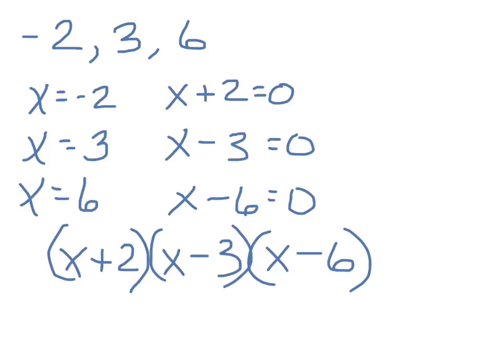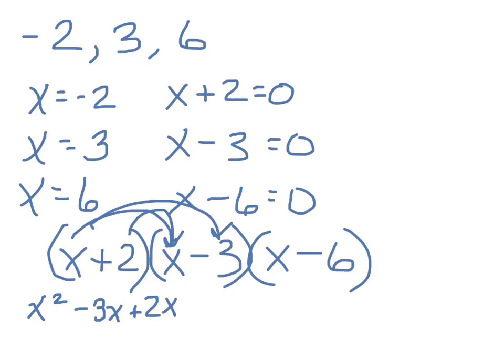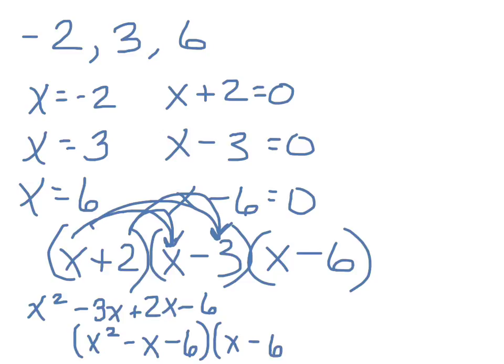So which 2 do you want to multiply first? First 2? What's x times x? X squared. What's x times negative 3? What's 2 times x? What's 2 times negative 3? If I combine like terms, I have x squared minus x minus 6. And now I've got to multiply it by x minus 6, and I do it one more time.